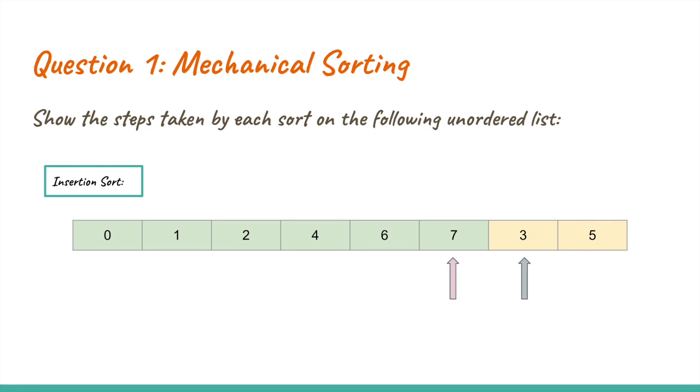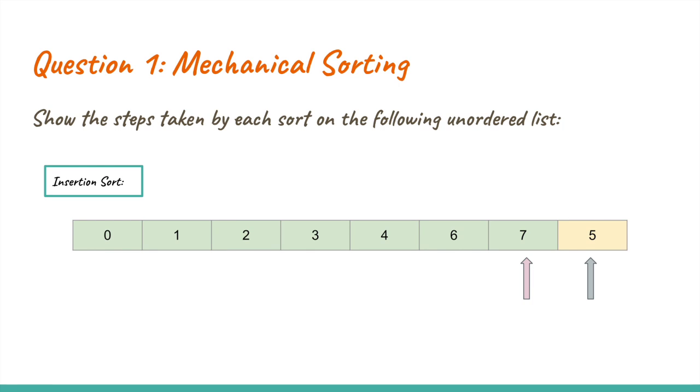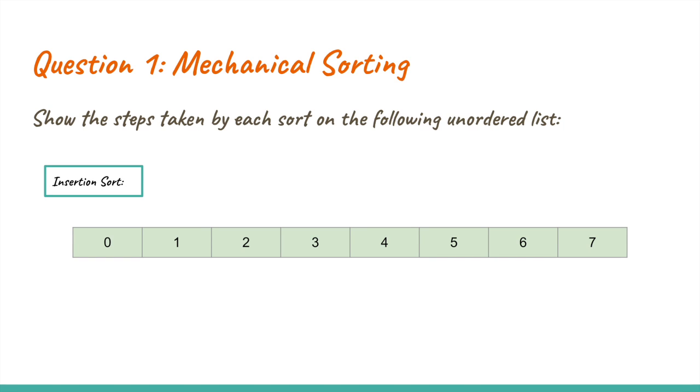And next we look at 3 and swap until it is between 2 and 4. And last we look at 5 and swap until it is between 4 and 6. And this is our sorted list.